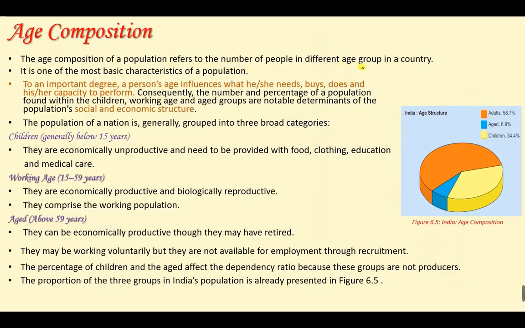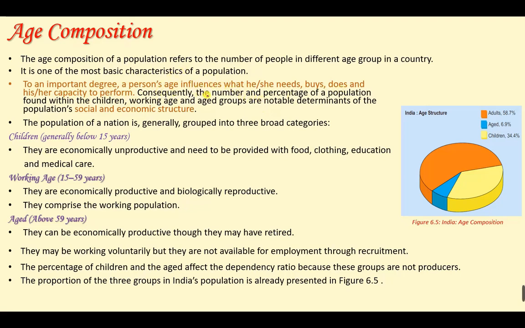The age groups given here are below 15 years, 15 to 59, and 59 years and above. It is one of the most basic characteristics of population, because age structure tells us how much working population and how much dependent population there is in our country. To an important degree, a person's age influences what he or she needs, buys, does, and his or her capacity to perform. So by this age group we can get an idea about these things.